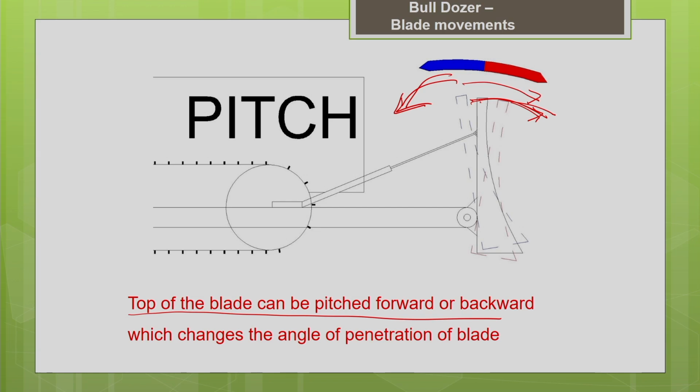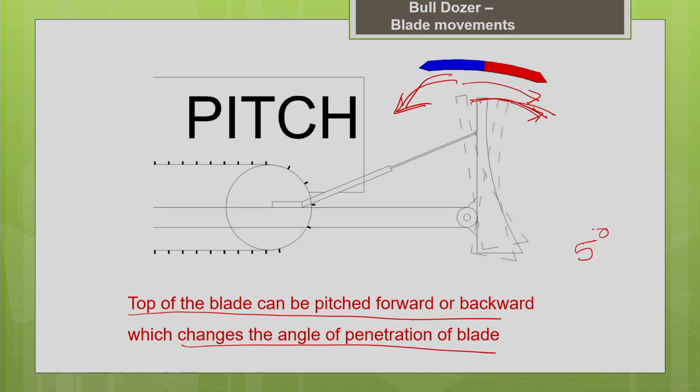By pitching it forward or backward, you can change the angle of attack or the depth of penetration of the blade into the soil. How much pitch is possible for a particular blade is defined by the manufacturer. In the specifications given by the manufacturer, it may be mentioned, say for example, 5 degree. That means the maximum pitch possible with this blade is 5 degree.